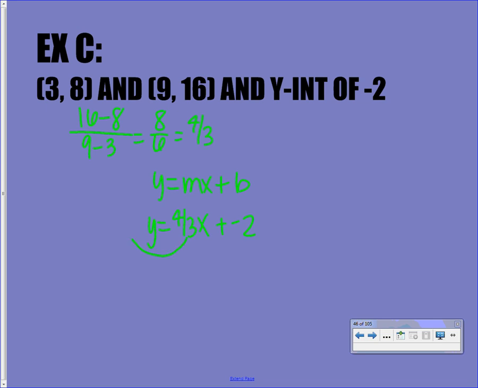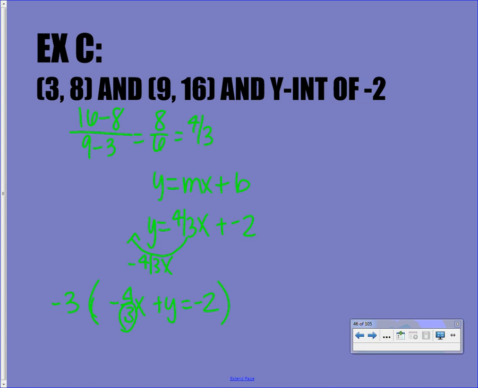Okay, so I'm going to move this over to get it into standard form again. So I'm going to subtract my 4/3 x. So I've got negative 4/3 x plus y equals a negative 2. I need to get rid of my negative and my fraction. So again, you just multiply by that bottom number. Okay, I multiply by the denominator.